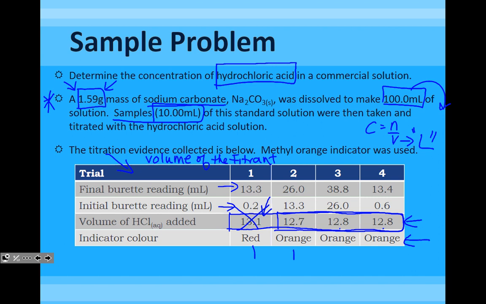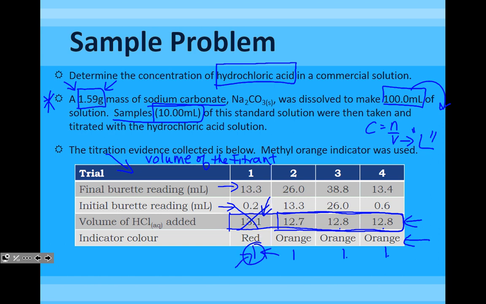Take a look at the colors, the qualitative data. Orange, orange, orange, red. Obviously, they added too much titrant because it went from 1 drop being a permanent color change to way too much to actually make it go red.